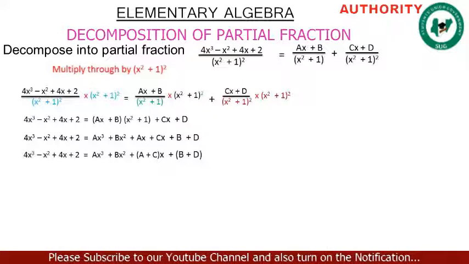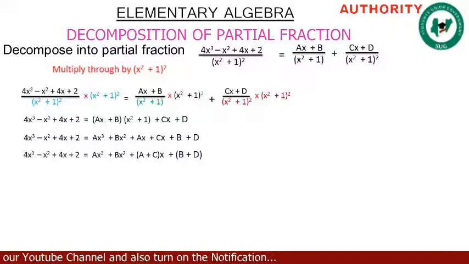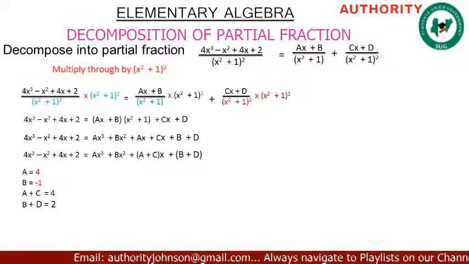All right, so let's go. We have ax cubed plus bx squared plus ax plus cx. This ax plus cx, let's factor out x. When you factor out x, you're going to have a plus c. Comparing their coefficients, the coefficient of x cubed on the left hand side is 4, and the coefficient of x cubed on the right hand side is a. So we can say a is equal to 4.